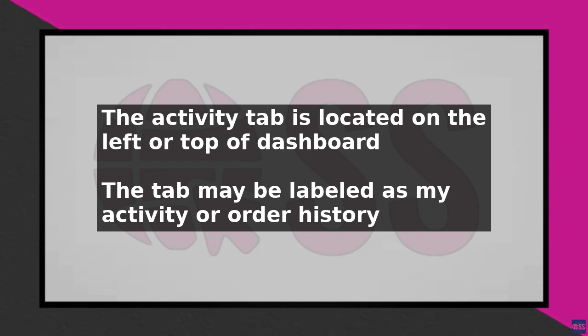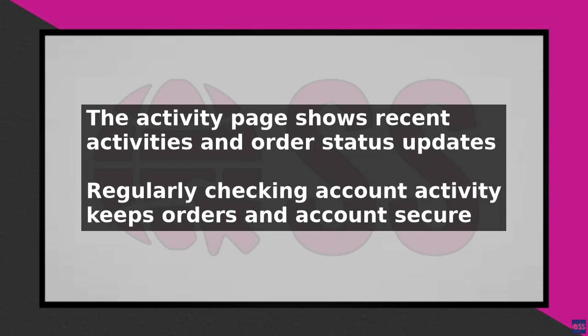You can click on an individual order to view more details, including the order total, shipping address, and estimated delivery date. To get the most out of the activity page, it is a good idea to regularly check your account activity and update your account information as needed.